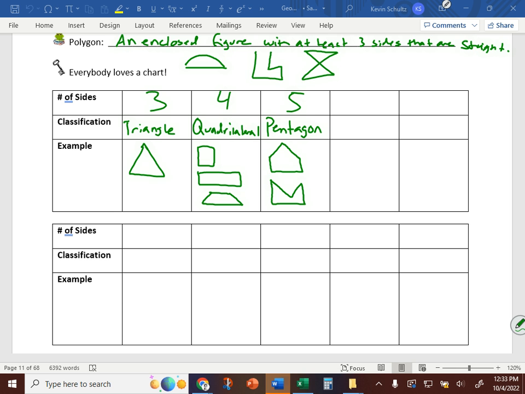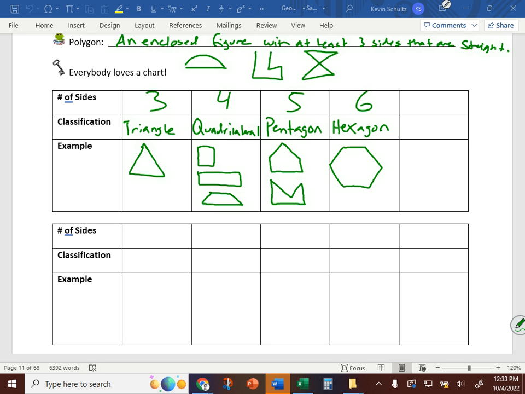What do we call a 6-sided shape? Hexagon. Hexagon, six-sided shape. Let's see: 1, 2, 3, 4, 5, 6. There's a hexagon for you. That's not an octagon. Count the sides. That is 6. Oh, you drew an octagon.